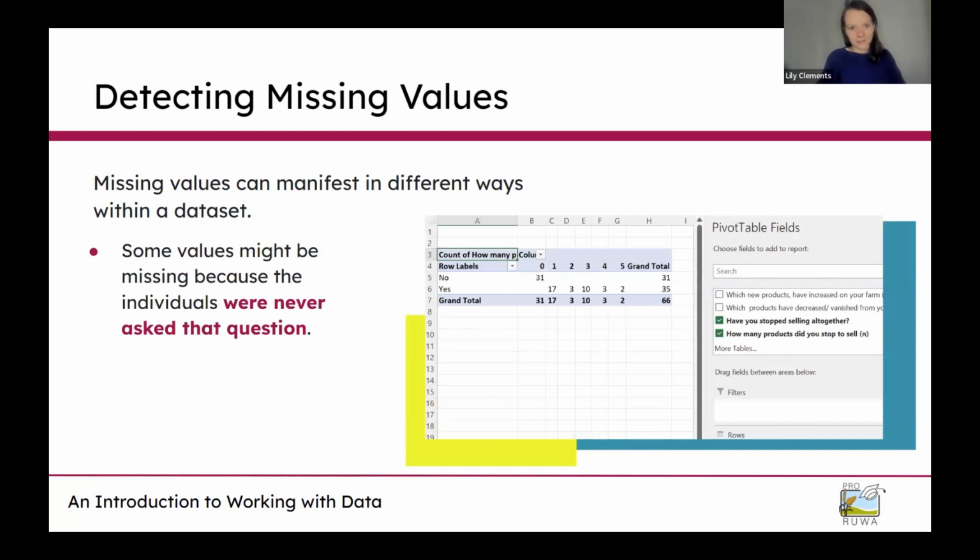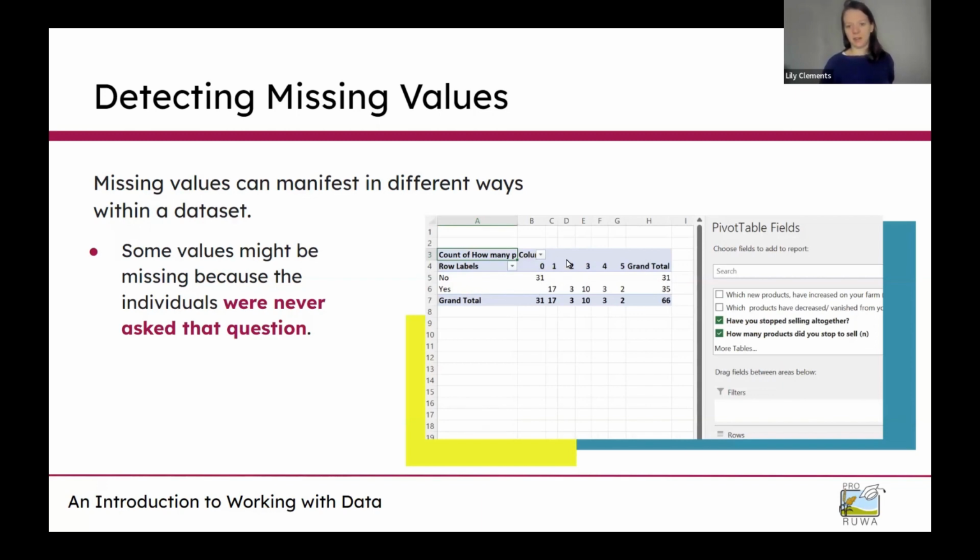Missing values can manifest in other ways as well. As we pointed out before, some values might be missing because the individuals were never asked that question. In those last 2 slides we looked at filters, and in this slide we're going to look at pivot tables to illustrate this point. Here we're looking at 2 questions: have you stopped selling altogether? And how many products did you stop to sell? No and yes here is about have you stopped selling altogether. 31 people have said, no, I haven't stopped selling altogether, and 35 people have said, yes, I have stopped selling altogether.